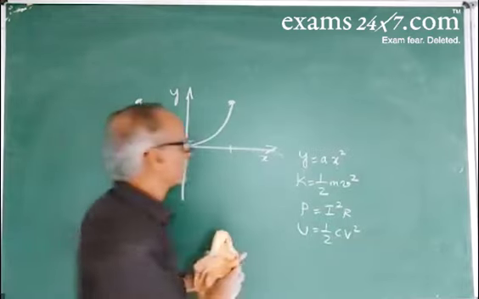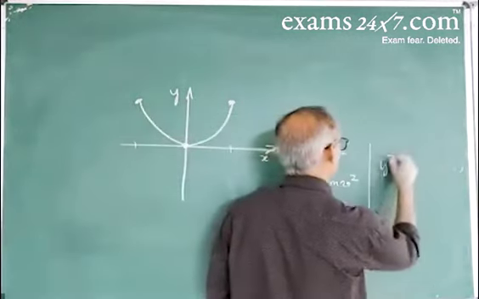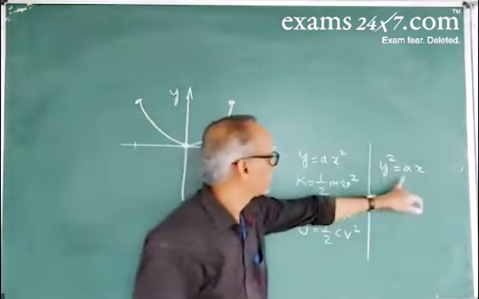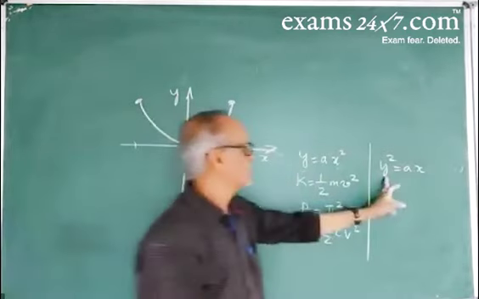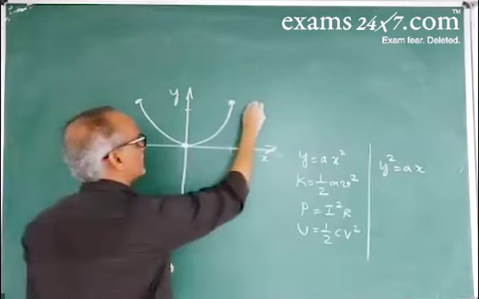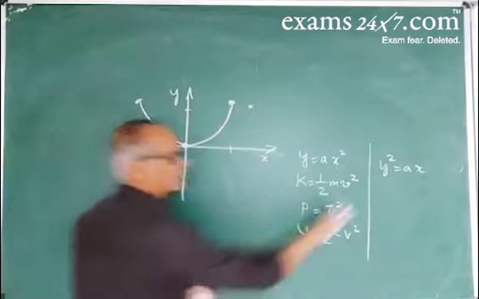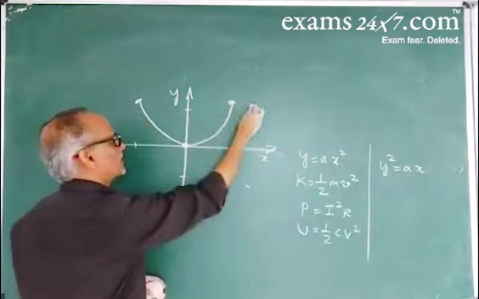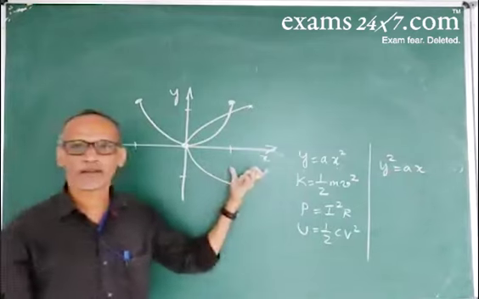The other format of the equation is y square is equal to x, where when y is 0, x is 0, which is the origin, and when y is positive, x is positive. When y is negative, square, so x becomes positive, which is here. So this time again it's a parabola, but symmetric about the x-axis.